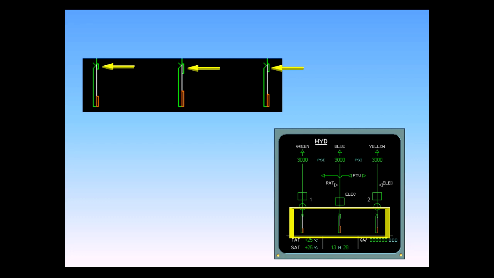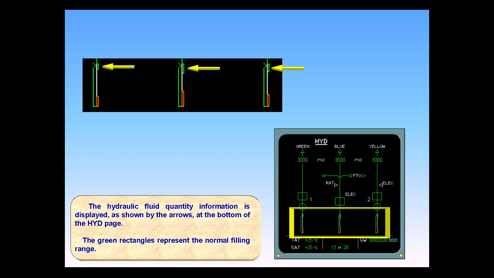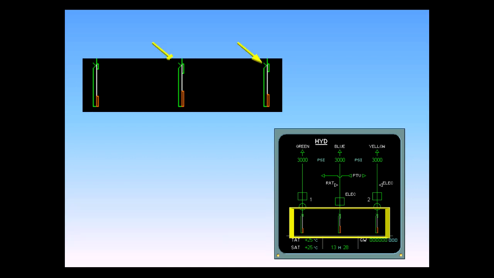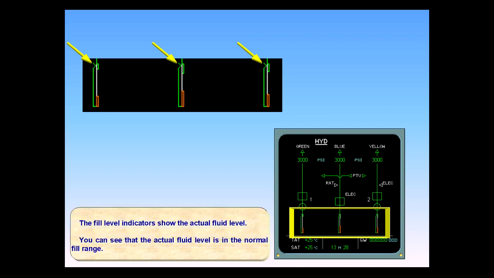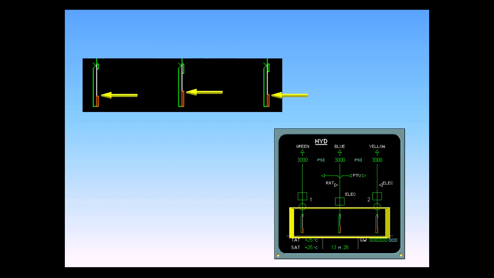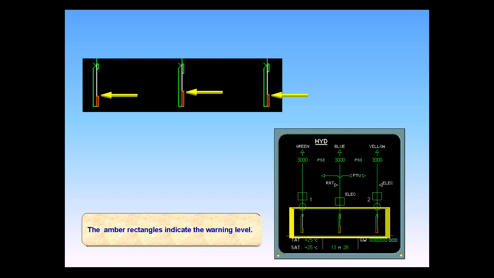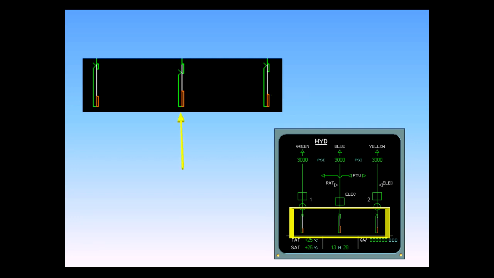The green rectangles represent the normal filling range. The fill level indicators show the actual fluid level. You can see that the actual fluid level is in the normal fill range. The amber rectangles indicate the warning level. An indicator changes from green to amber when the fluid level reaches the warning level, as shown for the blue system.